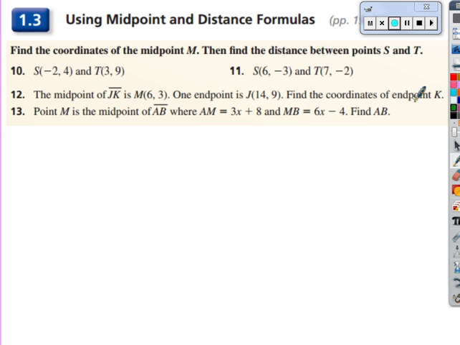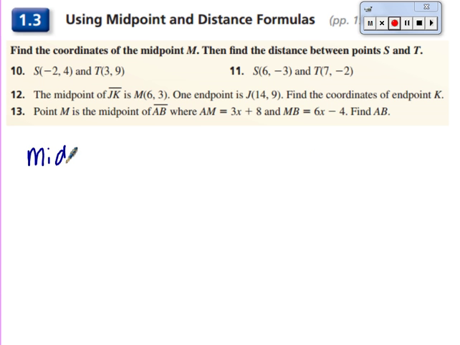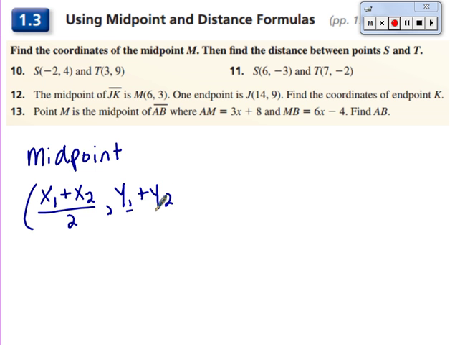Next, find the coordinates of the midpoint, then find the distance between points S and T. So we're going to find the midpoint first. When you're doing your midpoint formula, that is the one that looks kind of like you're taking the average. You're going to add your x's together. So it's like x1 plus x2 divided by 2, comma, y1 plus y2 divided by 2. The midpoint is a point, so it's like an x coordinate and a y coordinate.